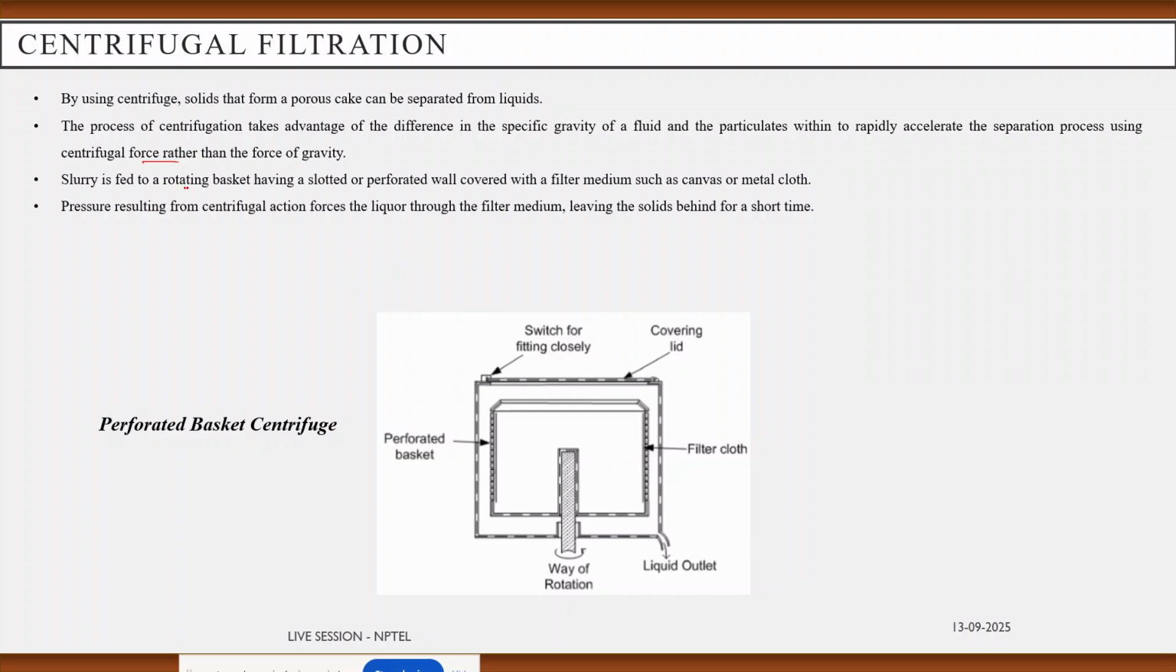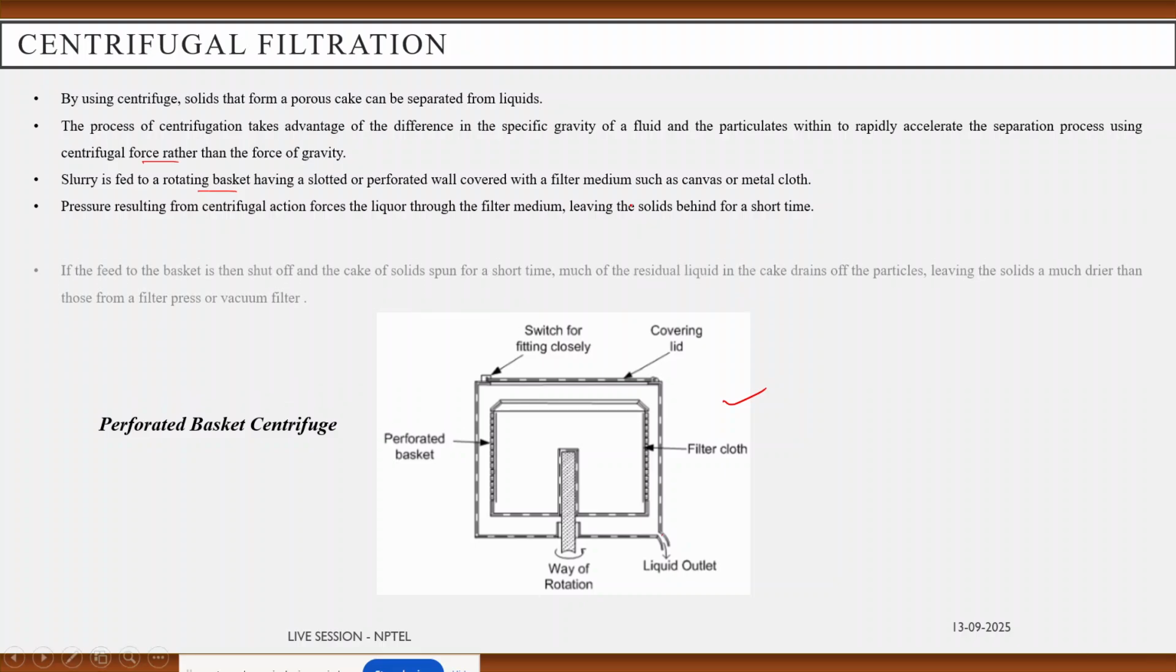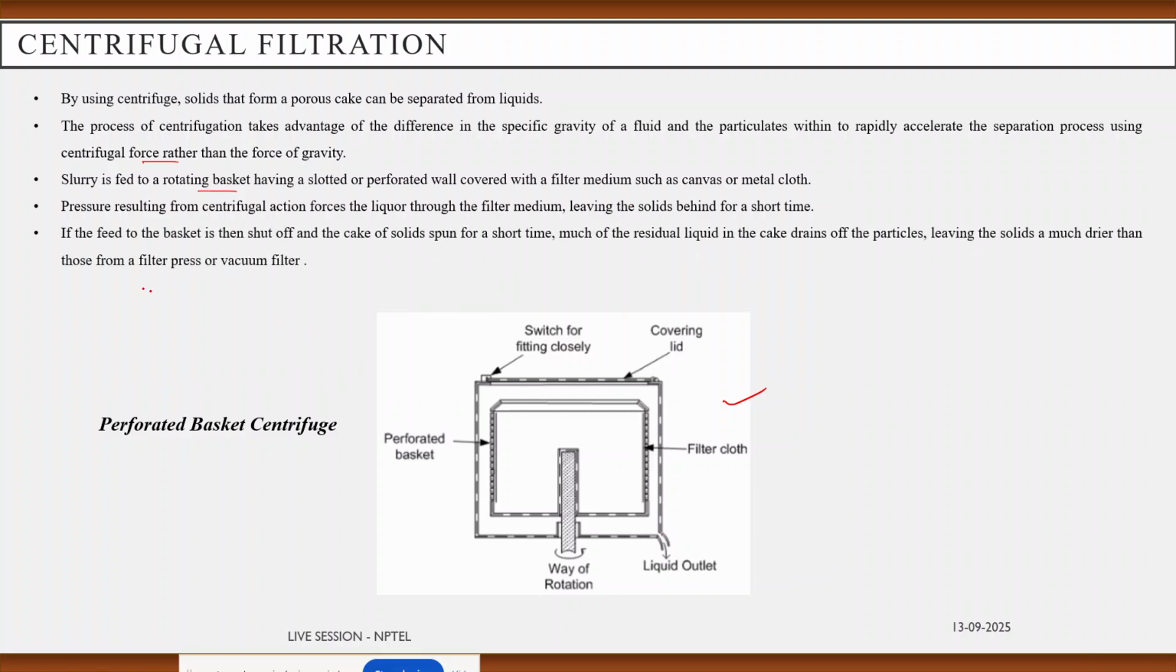The slurry is fed to the rotating basket. Here is the picture, which has the perforated wall, or the metal cloth is there. The pressure resulting from centrifugal action is much stronger than the gravitational force. So within a very short time, the solids are separated and collected inside the basket.